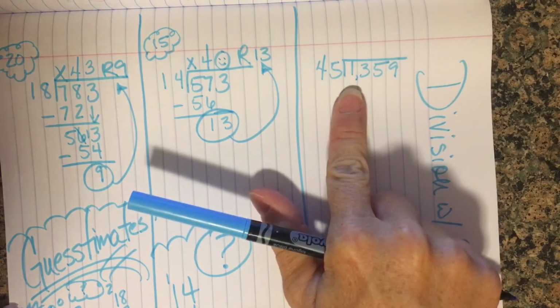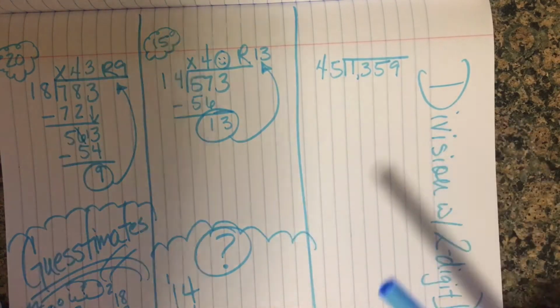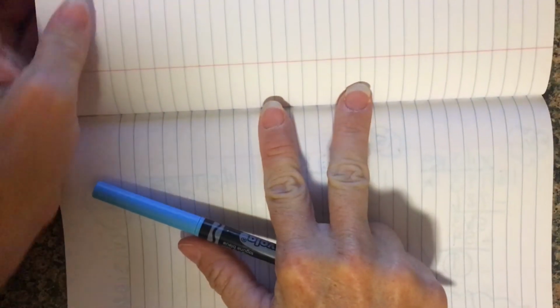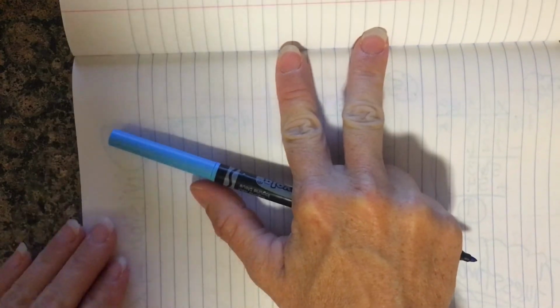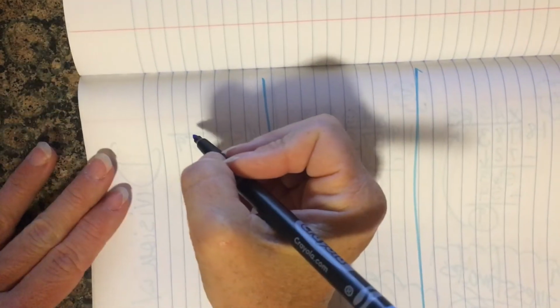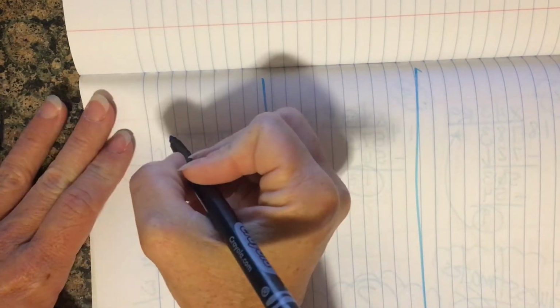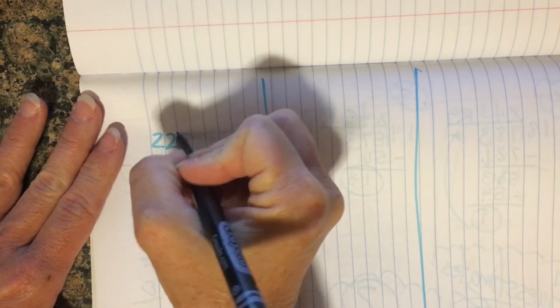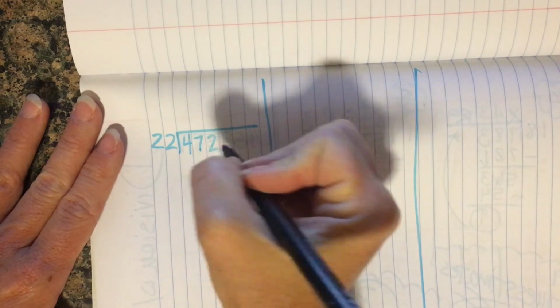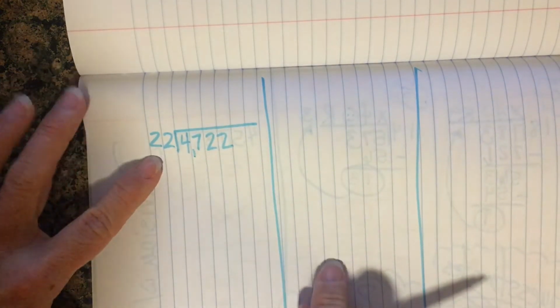This first problem is 1,359 divided by 45. Let me go ahead and flip my page over. Make some more lines. I'm going to do 4,722 divided by 22.